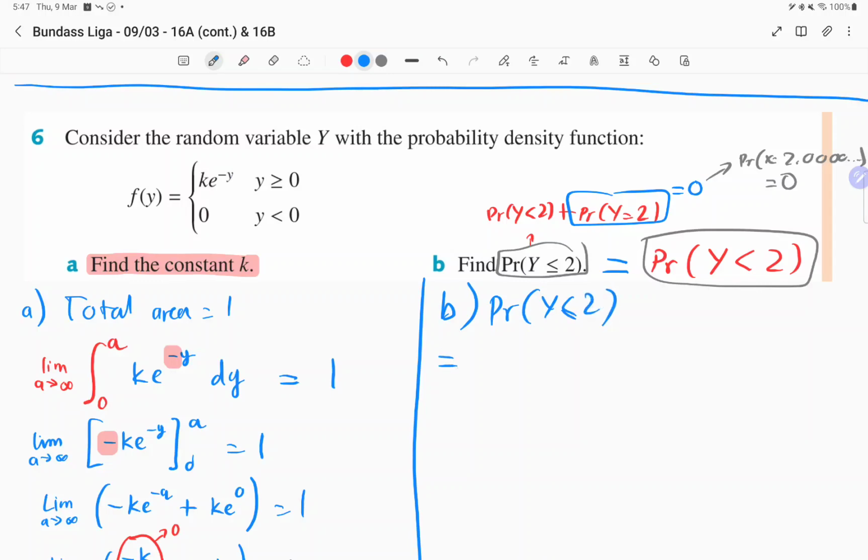So what would this one be? Antiderivative, from 0 to 2, correct. And then k is 1, so that'll just be e to the power minus y dy. That's it. If you got the first step right, then see if you can get the final answer right.